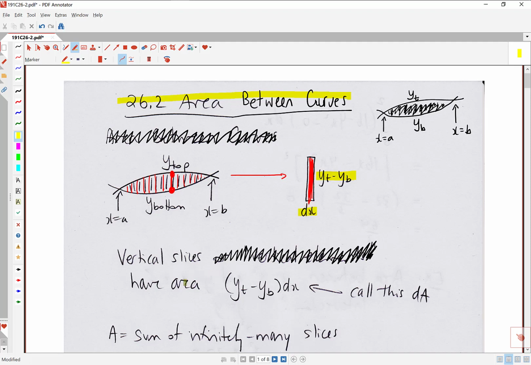And if we wanted to find the area of that vertical slice, then we would just multiply those dimensions together. So we'd say the area is yt minus yb times dx. So that's the area of just one of those vertical slices. And for short, we're going to call this dA. So dA just represents the area of a vertical slice.